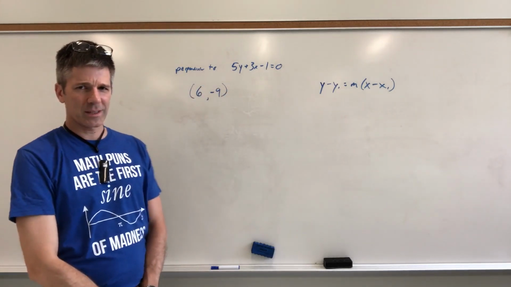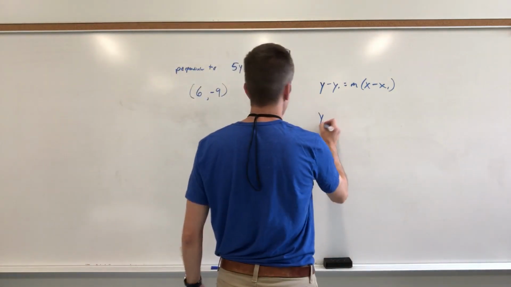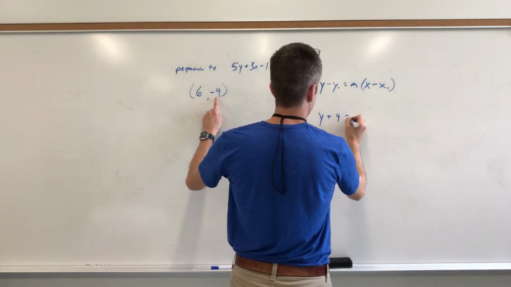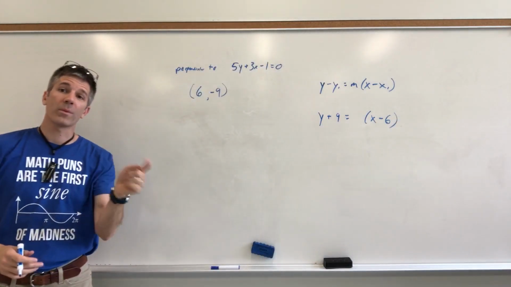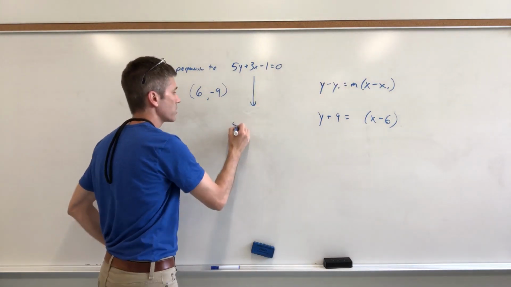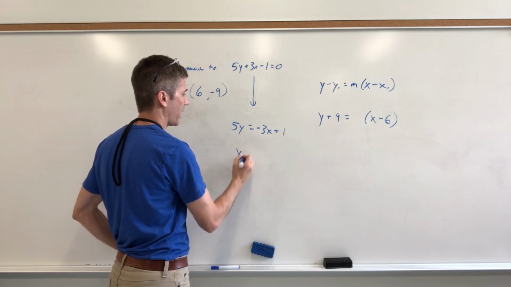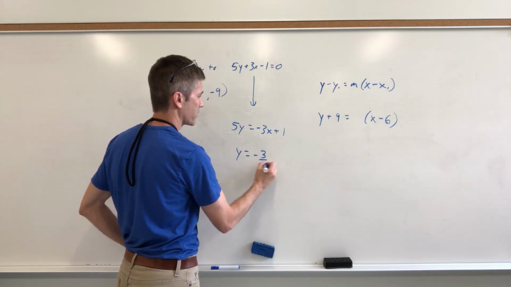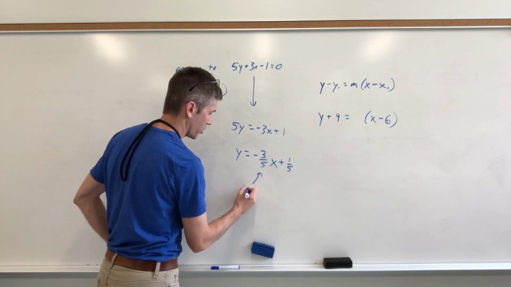Okay, so let's go ahead and start with what we know. That's a good place to start. And here's what I know. y plus 9. I know I'm standing in your way and you can't see. There we go. We know the point, but we don't know the slope. So let's find the slope. We'll bring it down. So 5y equals -3x plus 1. We're going to divide by 5, and we're going to have -3/5 x plus 1/5. All right, yay, we found our slope.